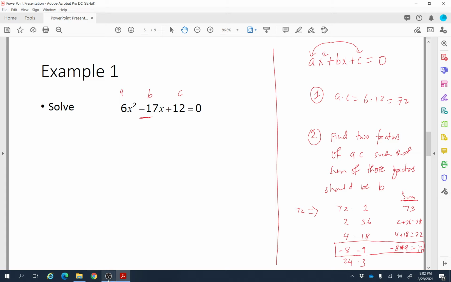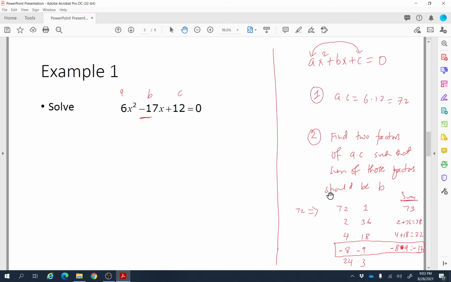That's our step 2. So now step 3 is, we have these two factors such that the sum of the factors is negative 17. Now step 3 is, we are going to split this negative 17 as negative 8 and negative 9. That's step 3. And step 4 is, we are going to factor by using the grouping method.